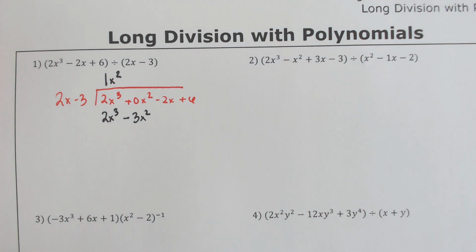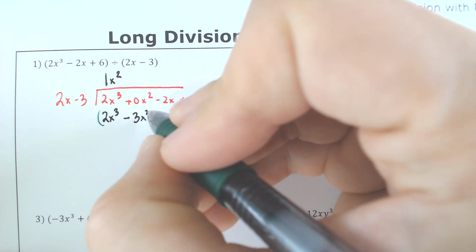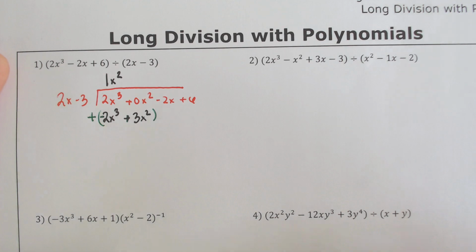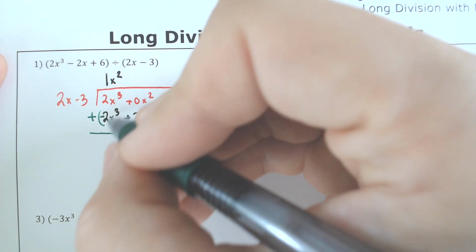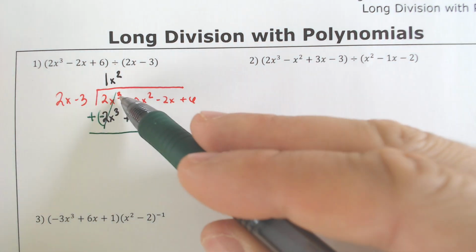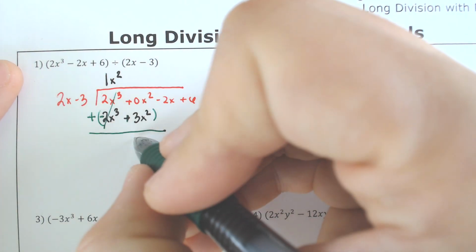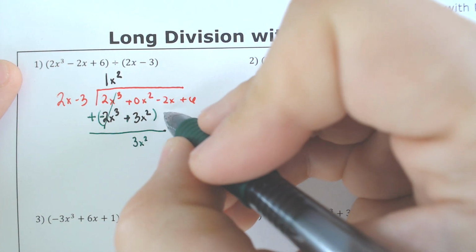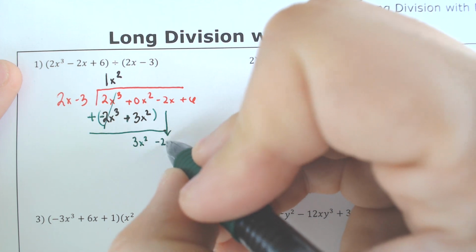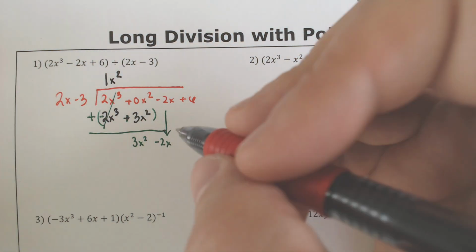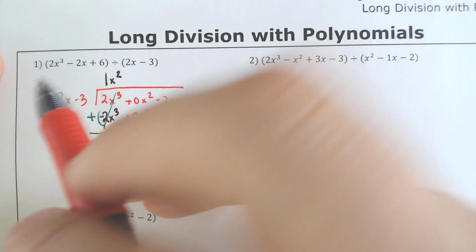With long division, I recommend 2 different colors, maybe even 3. Distribute the negative. Change the sign, add straight down. Once we do that, the first term should cancel out every single time. 2x to the third, negative 2x to the third cancels. Now we have 0, and 3x squared makes 3x squared. Bring down the next number, minus 2x. You're welcome to bring down the 6 if you want to. Not everybody does, some people do. Start the whole process over again.